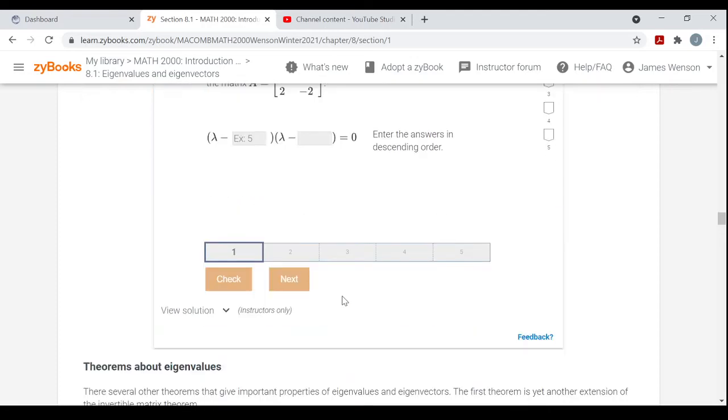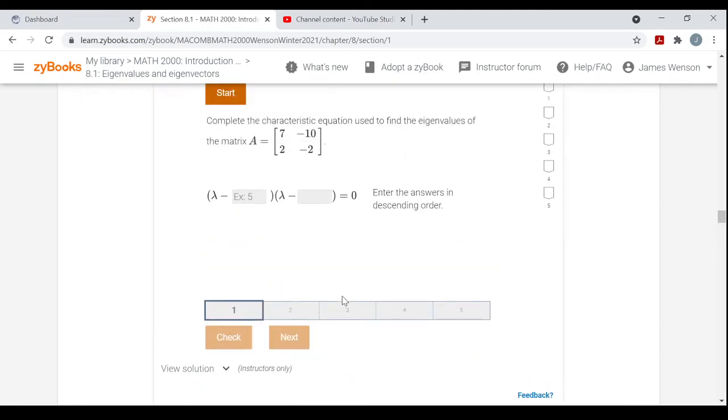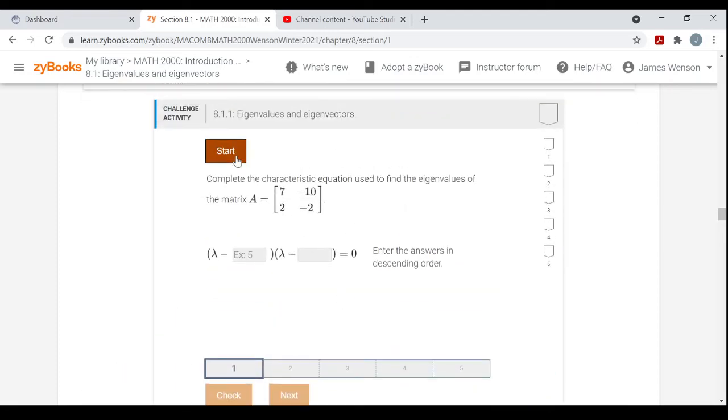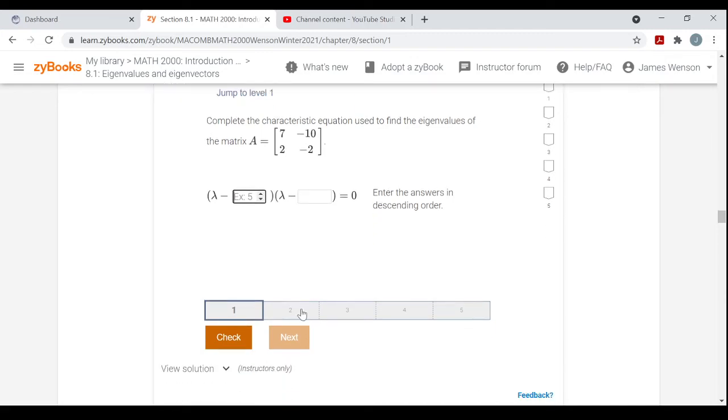All right. So in the challenge activity here, they're asking, in the first level, complete the characteristic equation. So they're writing it out, do 7 minus lambda, negative 2 minus lambda, do the determinant and factor. And then what would be these two numbers here in the factored version of the characteristic polynomial?